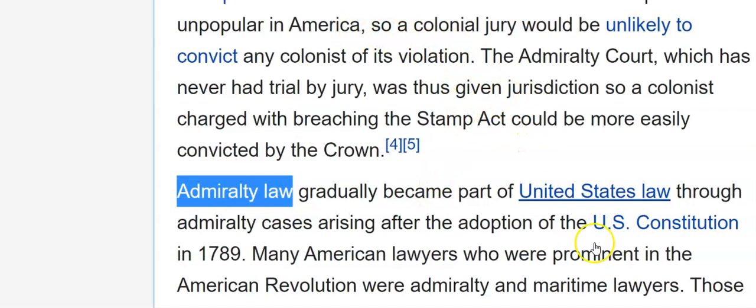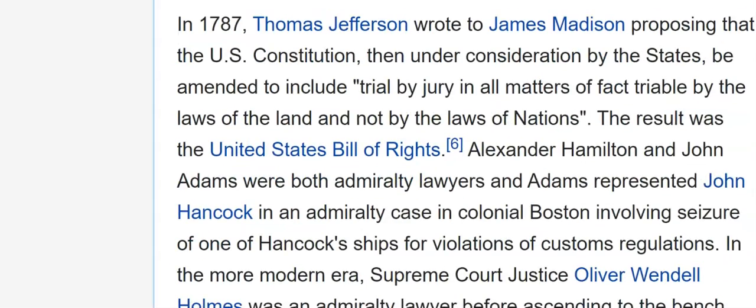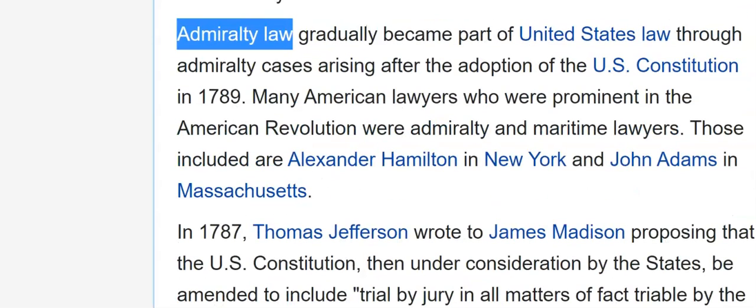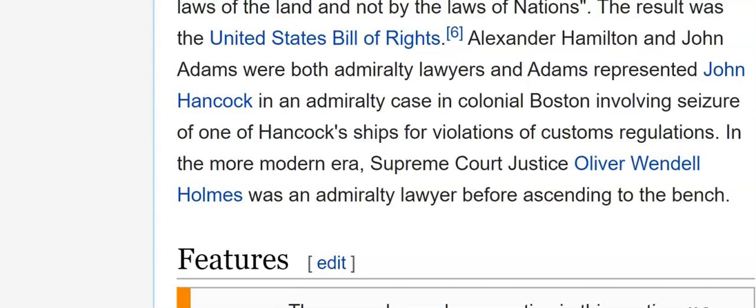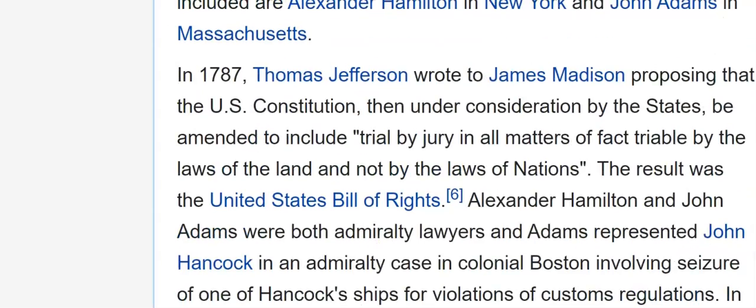Like the idea of America, when they did the American Revolution, the people who were involved in it were all admiralty and maritime lawyers, so they're bringing maritime law and admiralty law into America. That would be like a Prothean type of idea of bringing their law into this new land.